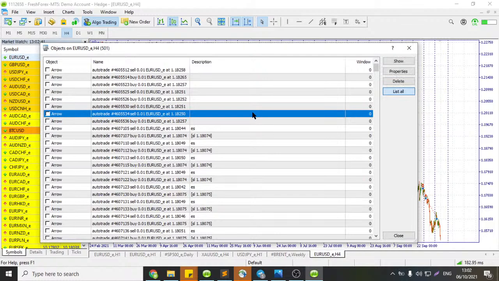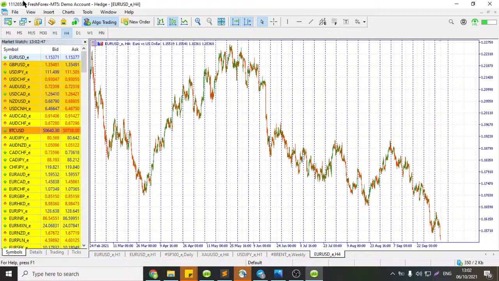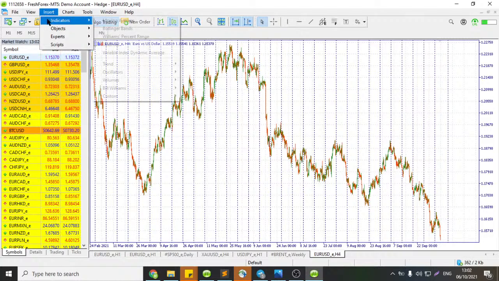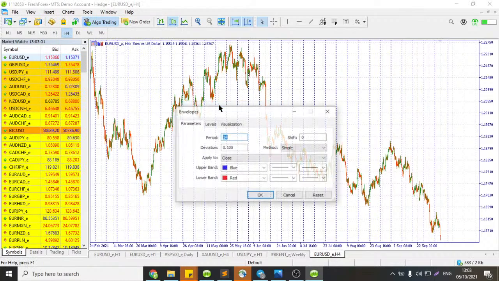Okay, so to add the envelopes indicator, at the top left hand side here, there is the insert menu. You go to indicators and then you scroll down to trend indicators, and then inside this list there is the envelope. You click it. By default, this indicator comes with a period of 14. That's the number of candles back, and then it has a deviation of 0.1, and then it uses the simple method, and then it's applied to the closing price. Then it has two lines, the upper line and then the lower band.